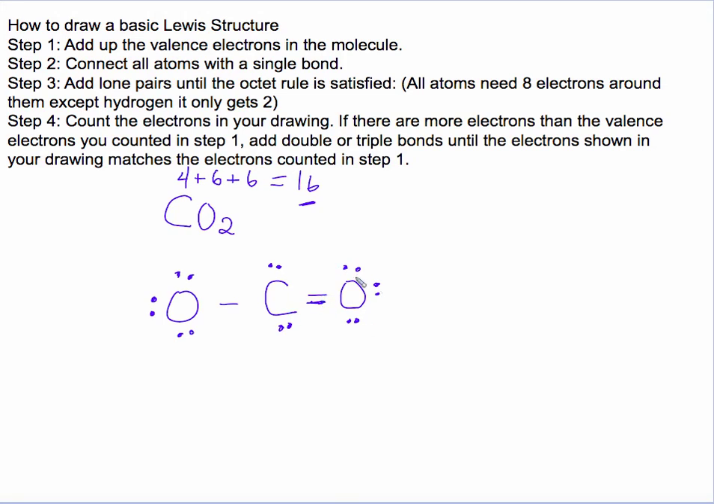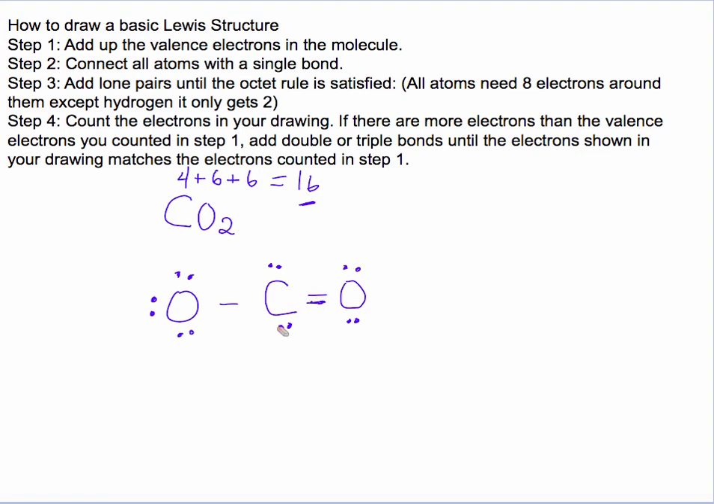So now I'm going to count around oxygen. 2, 4, 6, 8, 10. That's too many. Oxygen only needs 8 around it. So I'm going to erase a lone pair. And now if I count 2, 4, 6, 8, oxygen has 8 around it. It's good. Let's look at the carbon over here.